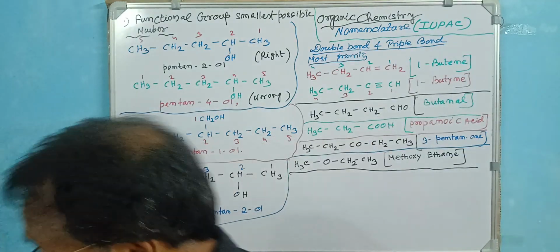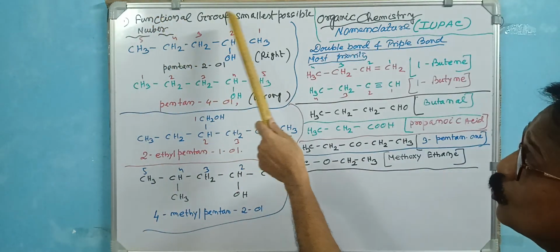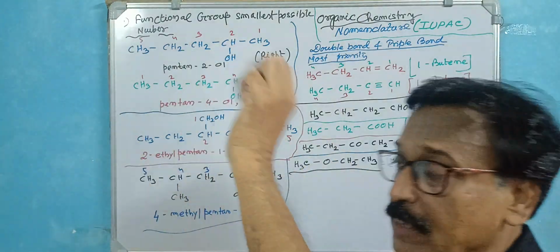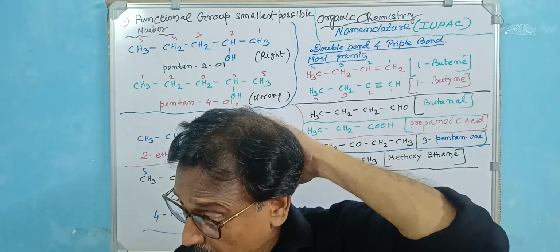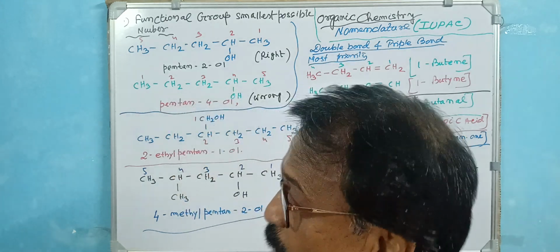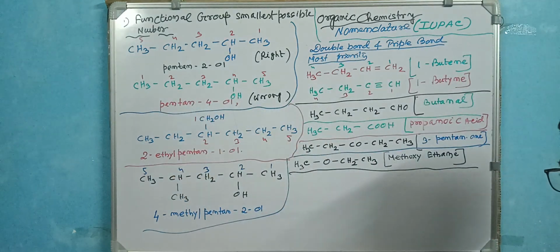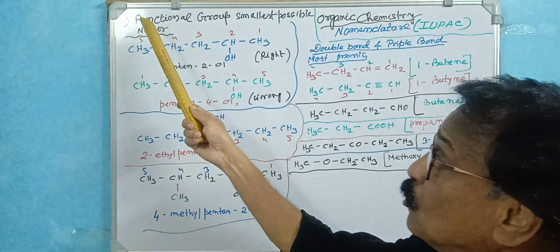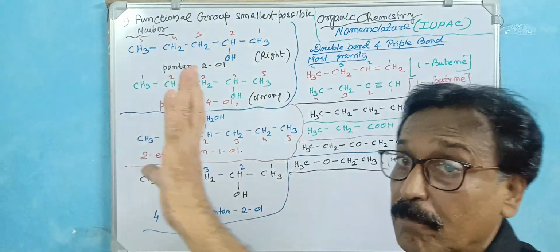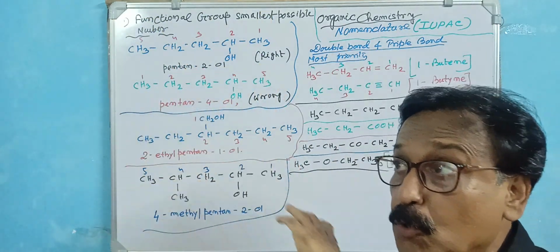This is actually called the functional group, the smallest position. This is a very important thing. You know the functional groups, that is the hydroxyl group, the acid group, the alcohol group. So many groups are there, alkyl. So this is the functional group. Functional groups get the smallest possible number. You know the roots 1, 2, 3, 4, the longest chain.